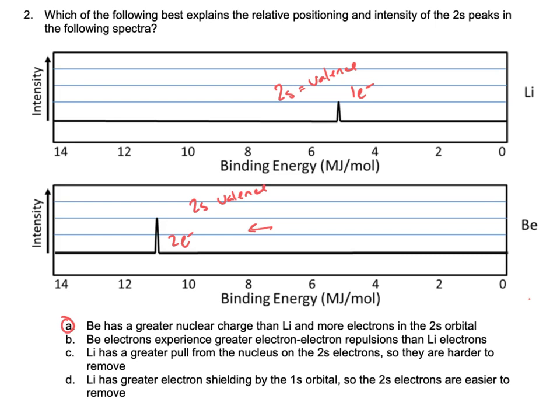Option C is not correct because lithium does not have a greater pull from the nucleus. In fact, beryllium has a greater pull from the nucleus on the 2s electrons, so we can toss out letter C. And letter D can be thrown out because it mentions lithium having a greater electron shielding. But in fact, they both have equal electron shielding of the 1s orbital because they both have 2 electrons in the 1s orbital, so electron shielding should not play a role.